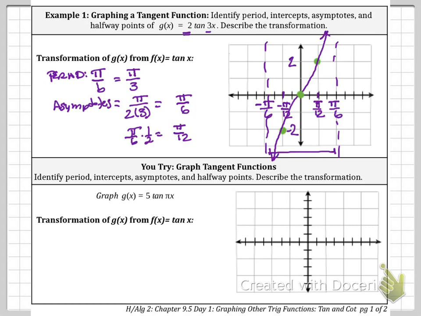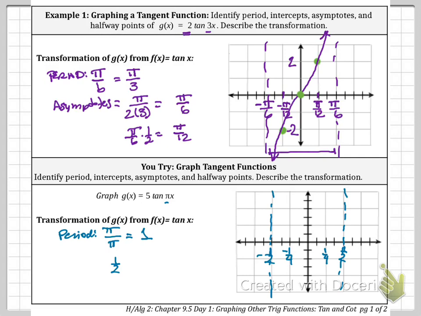So we tried this out. The period, again, is pi over b. And our b value is pi, so it's pi over pi. That means the period is 1. In order to find out where our asymptotes are, it's half of 1. So half of 1 is 1/2. So here is a half, here is negative a half, and those are our asymptotes. Now the other point we need is half of that. Half of a half is 1/4, and this is negative 1/4.